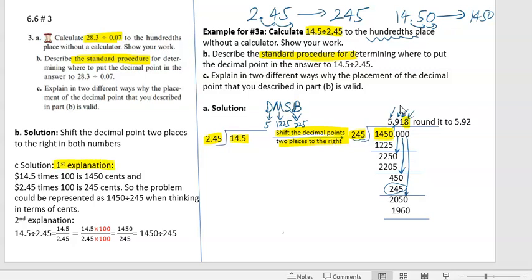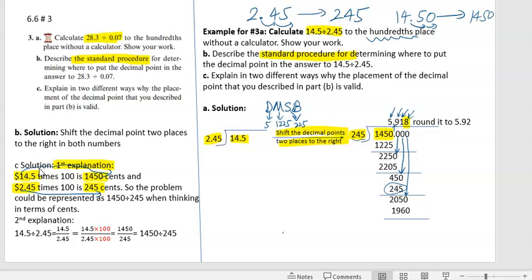The first explanation is to use money. So we can turn $14.50 into cents, because $1 is 100 cents. $14 is going to be 1,400 cents. So times 100, that gives us 1,450 cents. And same thing, $2.45 equals 245 cents. And notice, in the process of turning dollars to cents, we are literally multiplying by 100.